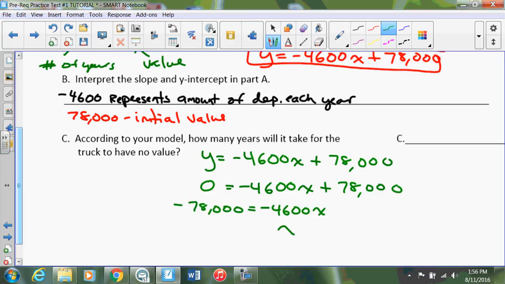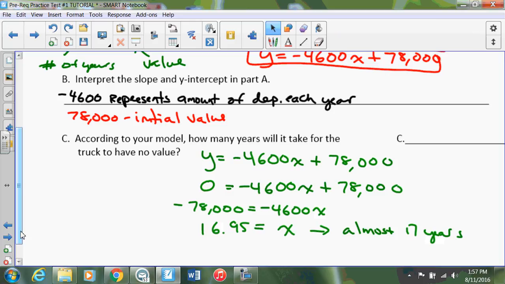We'll divide by the negative 4,600, and we'll get 16.95. So you can leave this as this answer, or you could write almost 17 years. It wouldn't be correct to say in 16 years, because at 16 years it did have some value. I don't know, maybe $5 or $10. I'm not sure. But almost 17 years, it literally had no value.